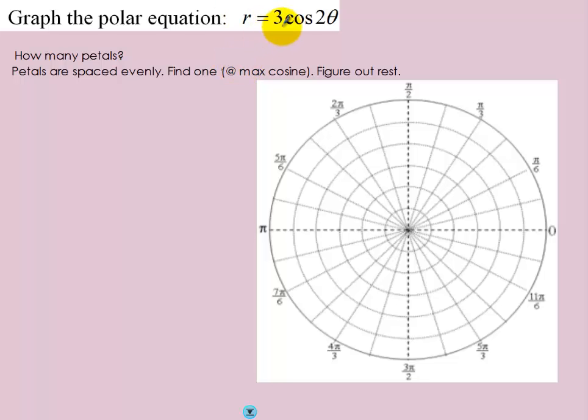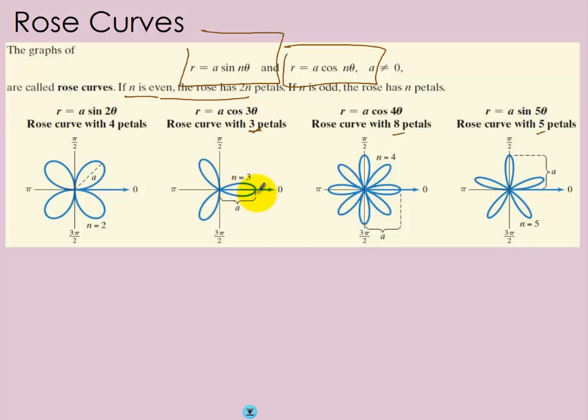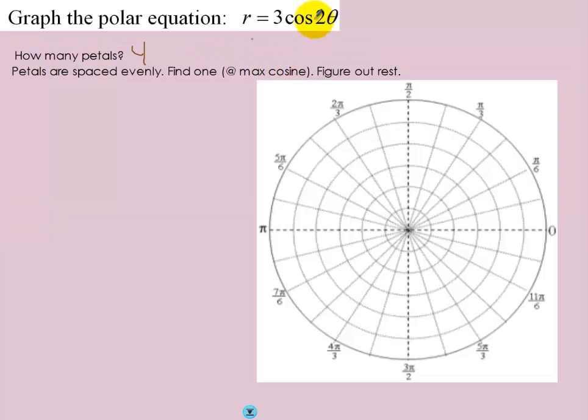Let's try this example: r equals 3 times cosine of 2 theta. How many petals are there going to be? Well, since that's even, you double it, so it's going to be 4. And you know those petals are spaced evenly, so I have to find one of them at maximum cosine, and I can figure out the rest. Your petals in this case are going to max out at the a value. So I need to make the trig function max out at 1. So these all maximum out at 1.